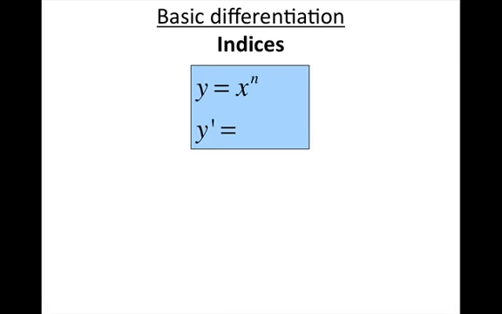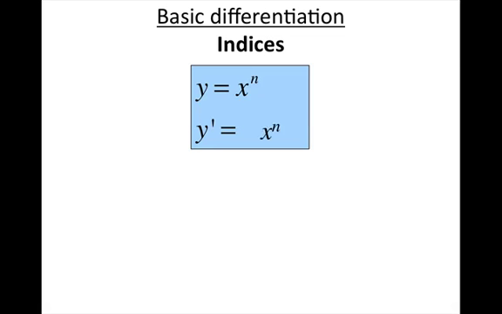Now, basic differentiation involves anything with an indice. So in general form, I'm going to say y equals x to the n, which could be x to the 2, x to the 5, x to the half, x to the minus 5, anything x to the power of n, any sort of indice. Now the derivative of that in one step only is done the following way.